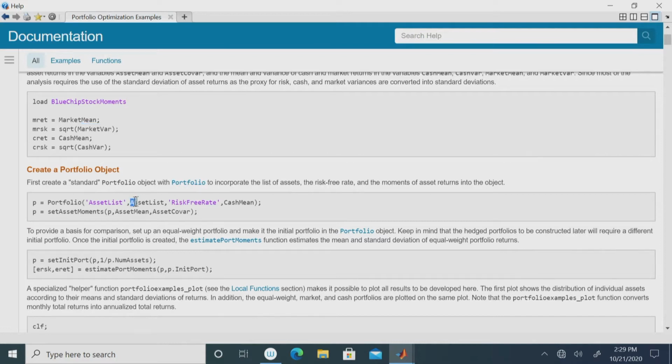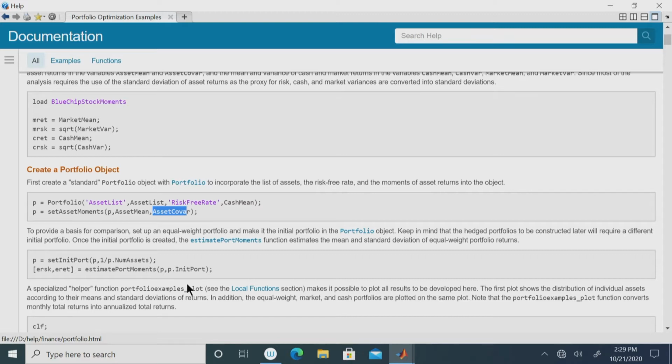So, we will incorporate the asset list, and we will bring in the risk free rate, which is taken to be the cash mean, and the moments of the asset return. So, we will basically incorporate the individual asset means as well as the asset covariance. This is just a starting point where you set up the basic essential components that are required for the portfolio object.